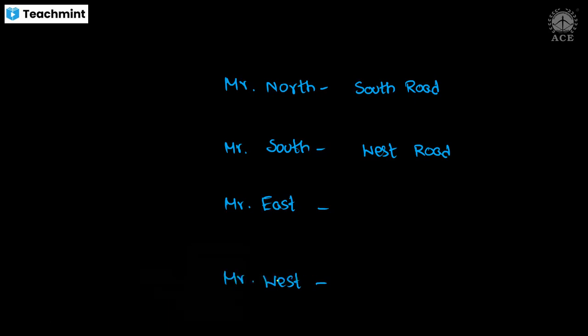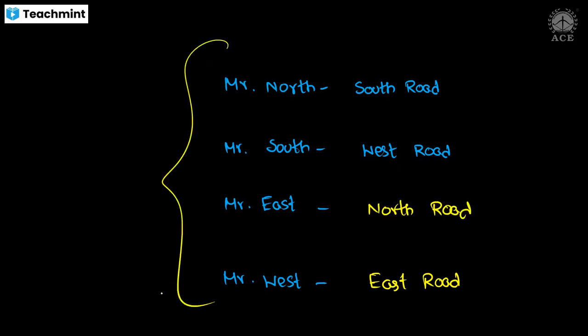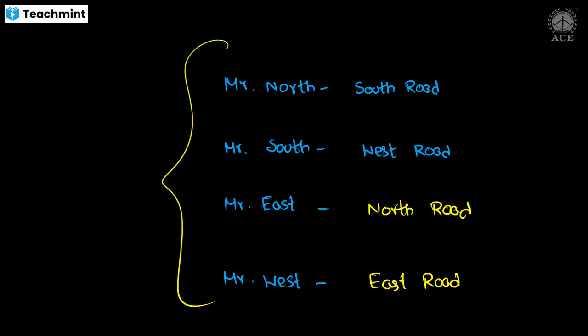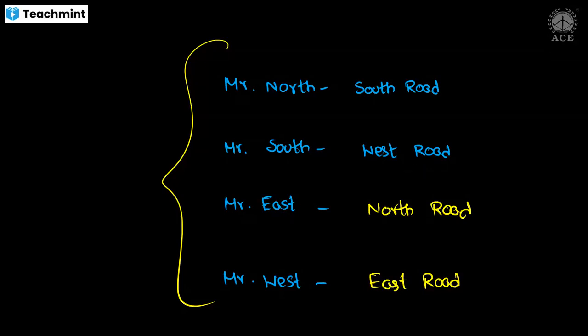So there are only two roads left. Mr. East cannot go for the East Road, so West should take that road. And the one more leftover, the North Road, is taken by East. So this is what they can ask you in the question: Mr. East followed which road? Mr. West followed which road? Like that. There is nothing more, I hope.